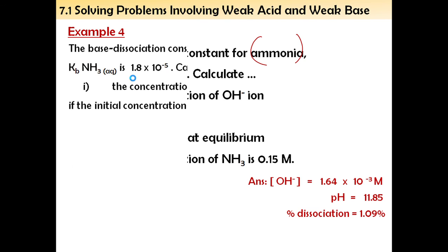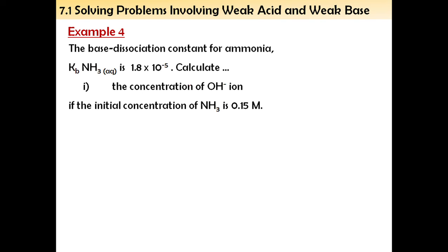Okay, this is the first question. Okay, I have NH3 and this is my Kb value. And the question wants me to find the OH minus concentration if the initial concentration for NH3 is this. Again, we have to use the ice table.